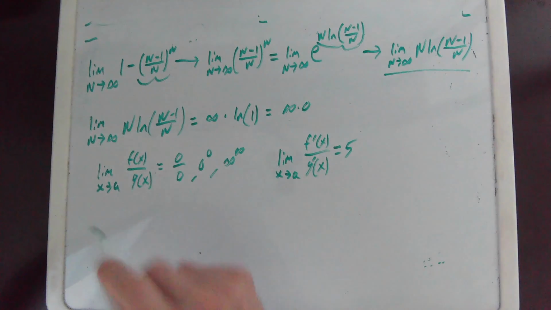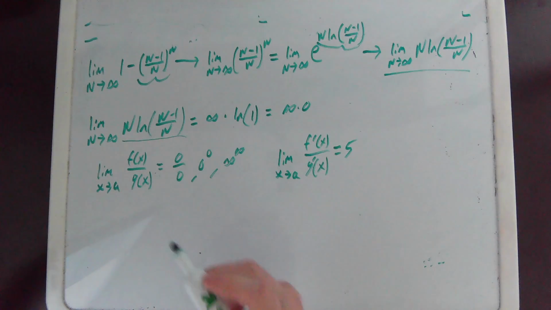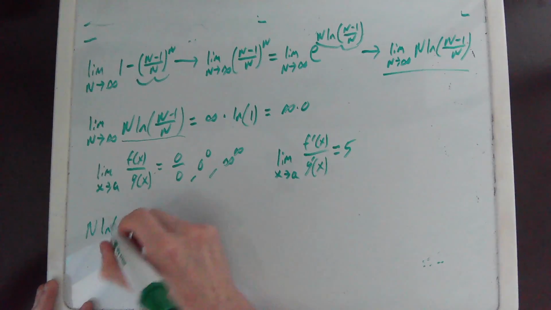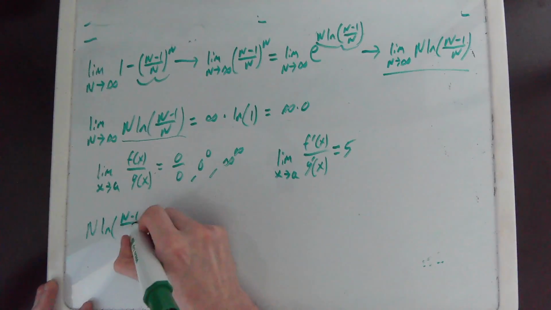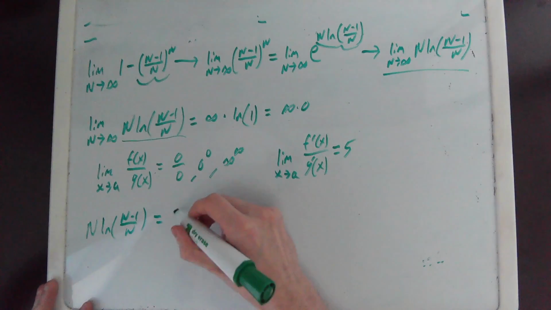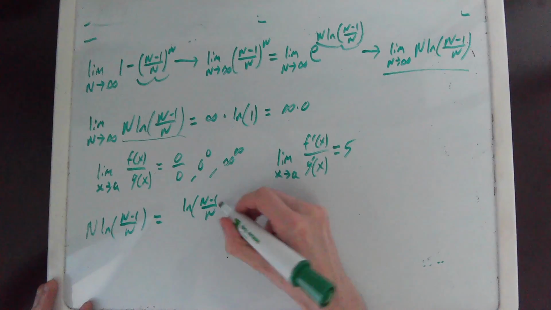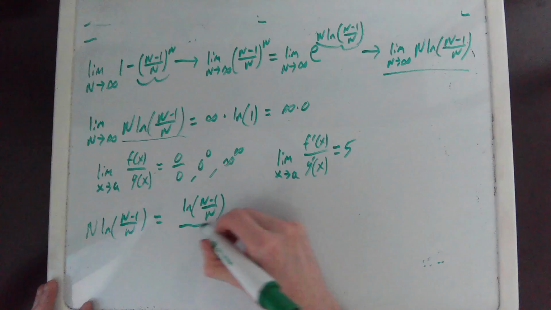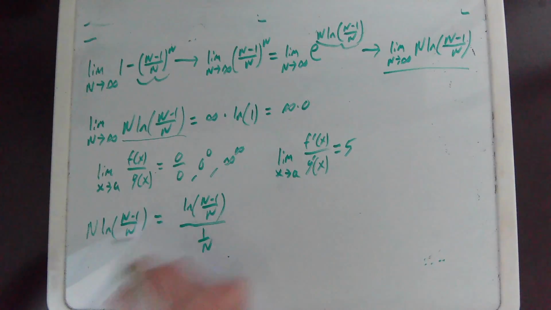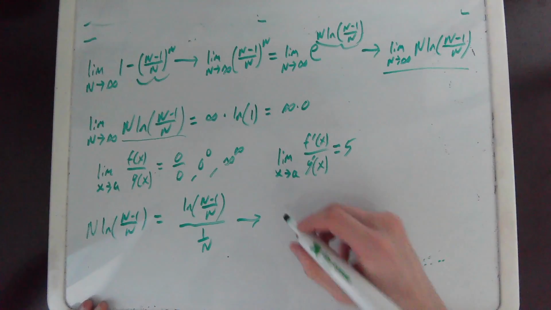Now, with that said, let's try to turn our expression into a fraction so we can try to take advantage of L'Hopital's rule. So if we have this expression, n times the natural log of (n minus 1) over n, we can rewrite that as a fraction in the form of the natural log of (n minus 1) over n, divided by 1 over n, because dividing by 1 over n is the same thing as multiplying by n, basically. So let's just try to evaluate this limit and see if this even does anything.